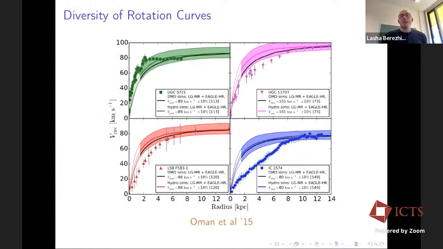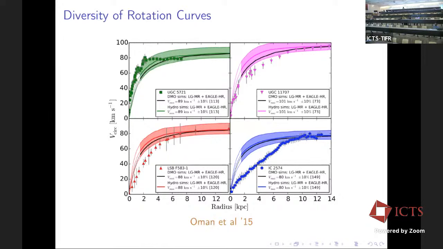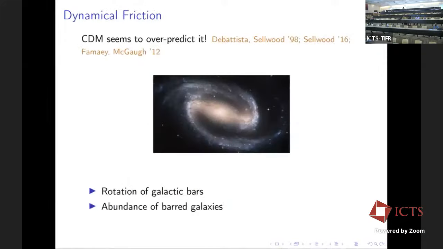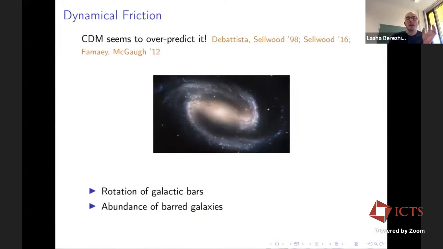Excuse me, just a clarification. Are you saying that CDM over-predicts the abundance of barred galaxies or under-predicts it? My understanding is that in CDM you have more mergers, so CDM predicts more bulgy galaxies than barred galaxies. You don't expect to have as many barred galaxies as you observe. So it under-predicts barred galaxies. Yeah.